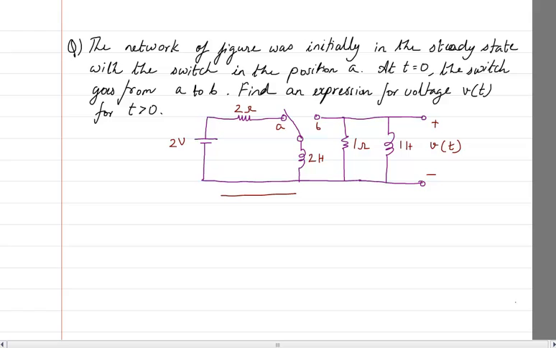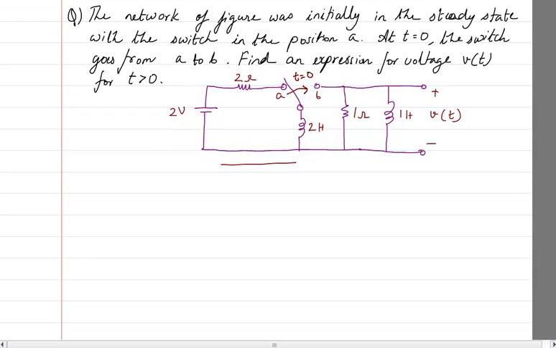Next, let us look at another problem. According to the problem, the network was in steady state when the switch was in position A, which is drawn. And at t is equal to 0, the switch is going from A to B. We have to find the expression of voltage V of t for t greater than 0.